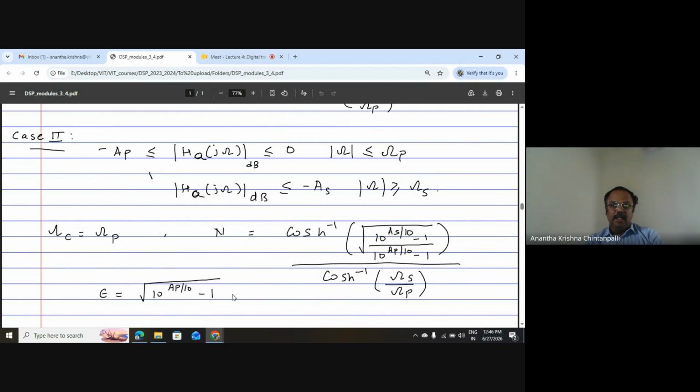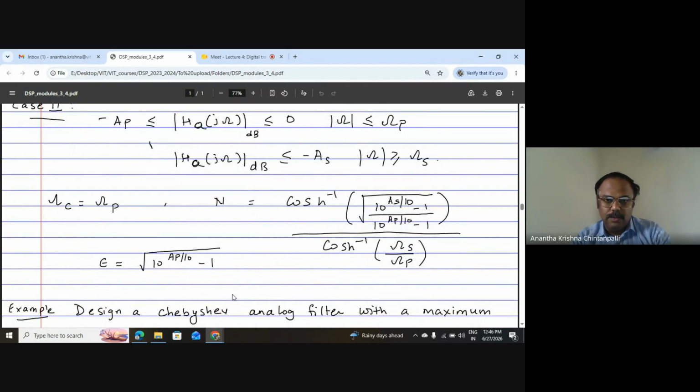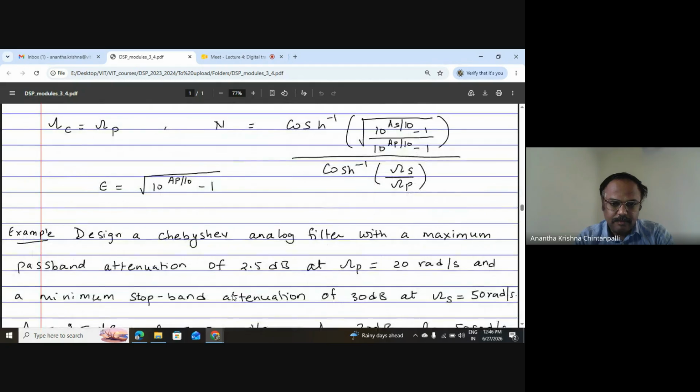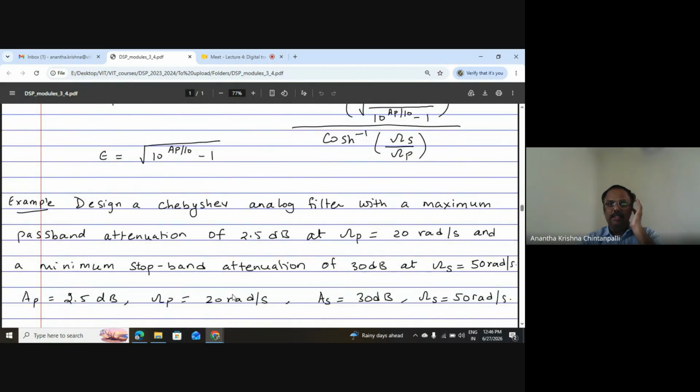So now let me go through one specific example just to give you an idea about how to compute the Chebyshev system function H of s. Because for filter design related problems, it is always better to make sure that you solve it by yourself, because once you solve it, you will have a better idea of what you are actually doing. So this is the question. I'll give you a second to read it.